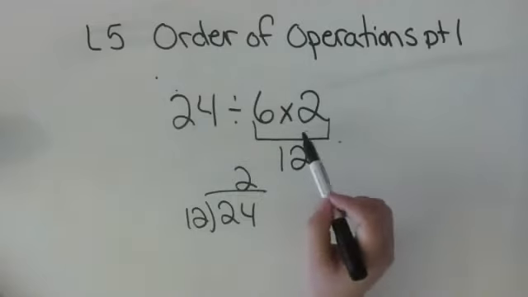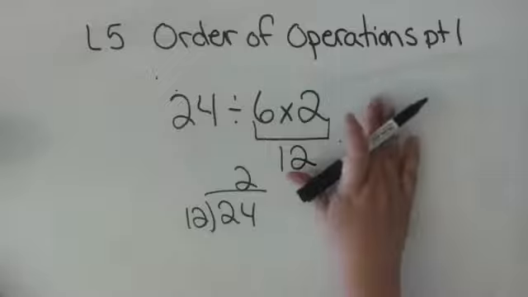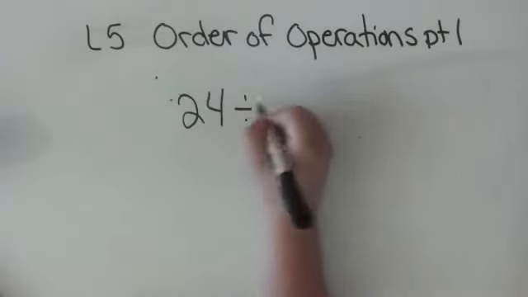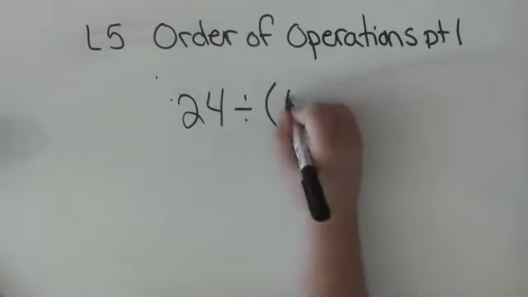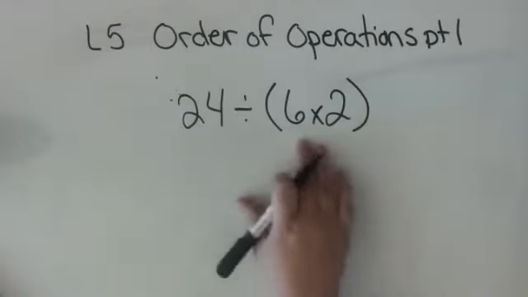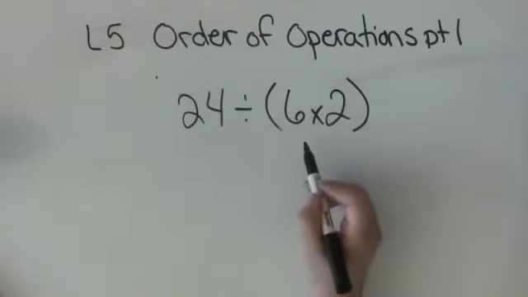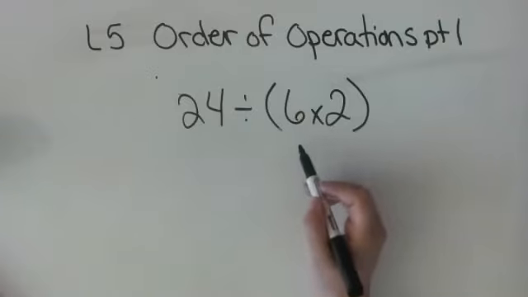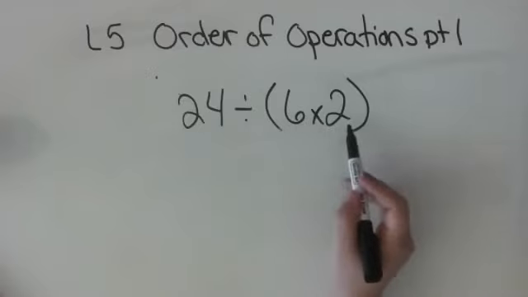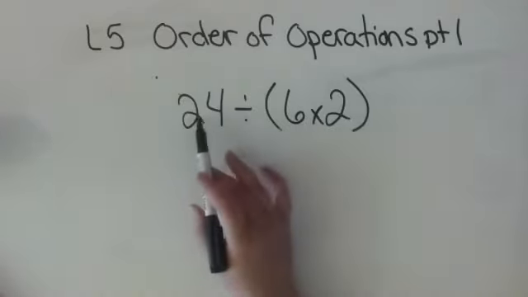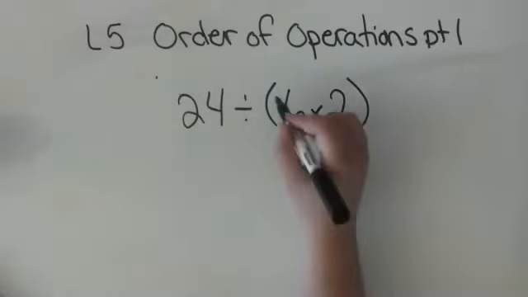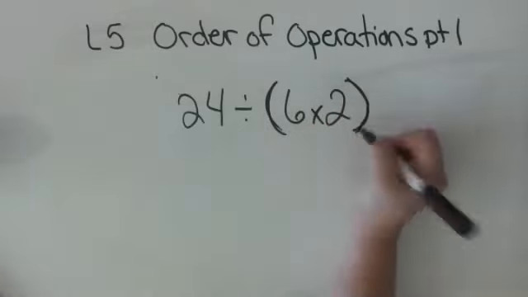Now again, if we had put parentheses in, the parentheses actually really help us out here because they remind us that we need to do the multiplication first. This is where parentheses really come in handy, they tell us what you need to do first. So now the parentheses tell us you need to do 6 multiplied by 2 first before you divide 24 by whatever this is. Again, parentheses, do me first.